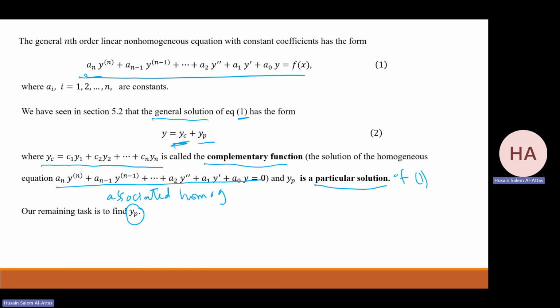So the idea is what? First, I write the associated homogeneous equation, solve it, find the YC, the complementary function, the general solution for this homogeneous equation, and try to find a particular solution of the non-homogeneous. Then the general solution of the non-homogeneous is YC plus YP. Let me make it clear. First, find YC for the homogeneous. YC was the general solution for the homogeneous. Second, find YP for the non-homogeneous.